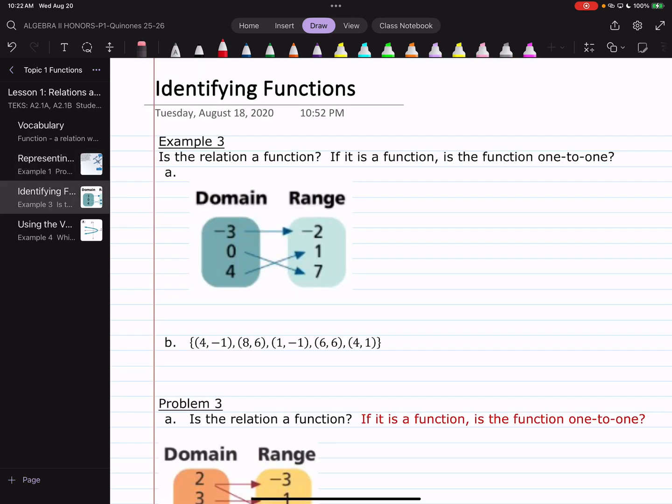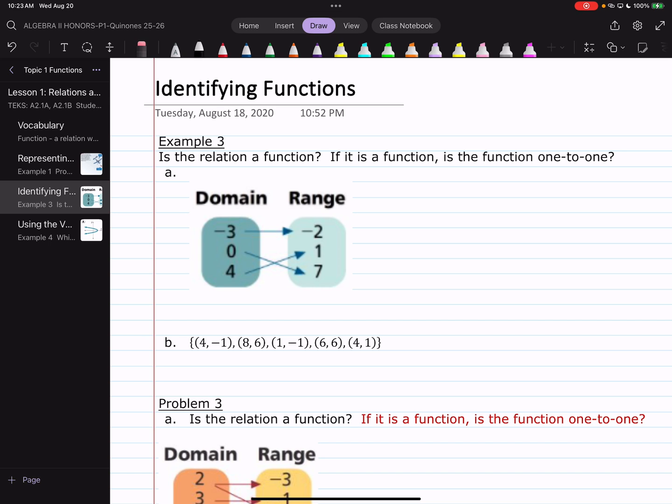Okay. It is important now that we identify a function based on a couple different things. Three things to be specific. One, a mapping diagram. You need to be able to tell whether or not a set of points is a function or not a function. Okay, so let's take a look. I'm going to do the first one for you.